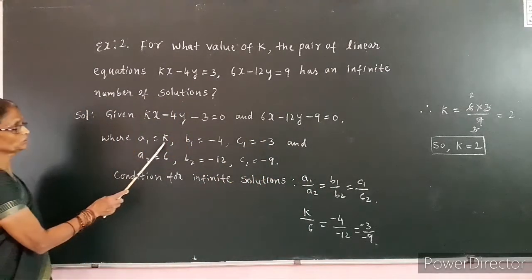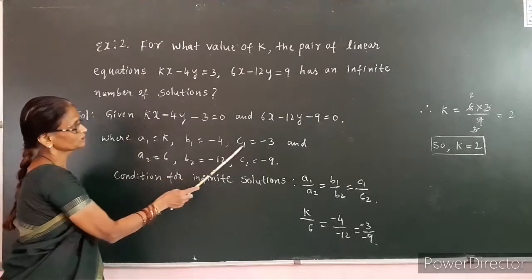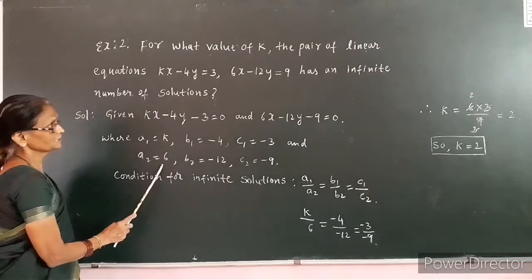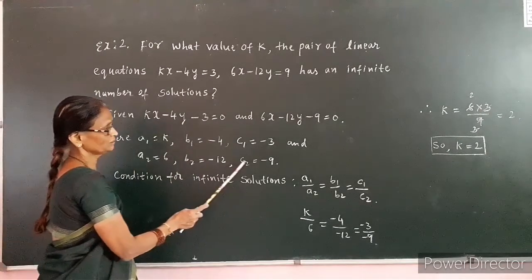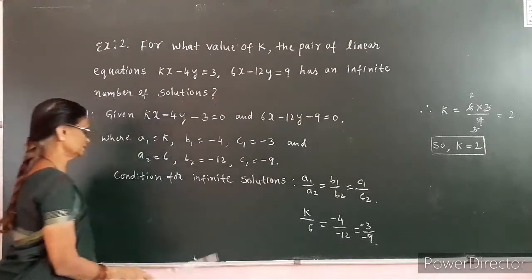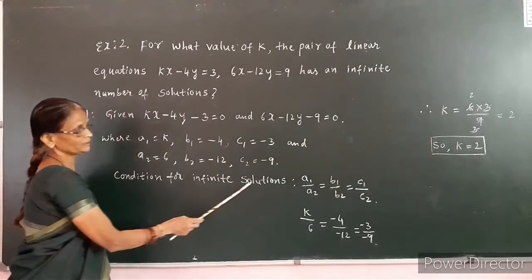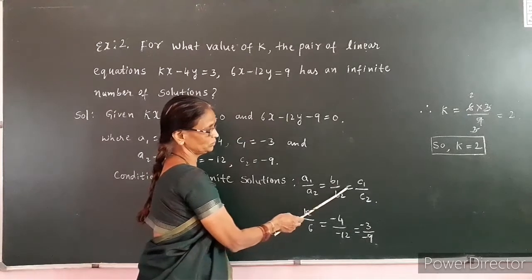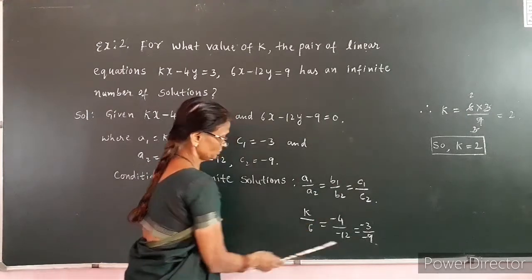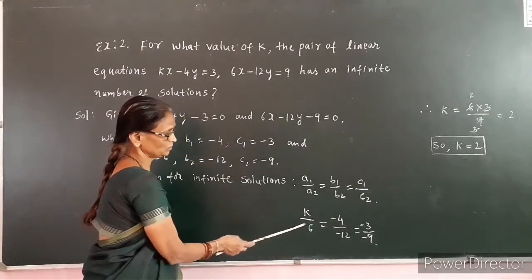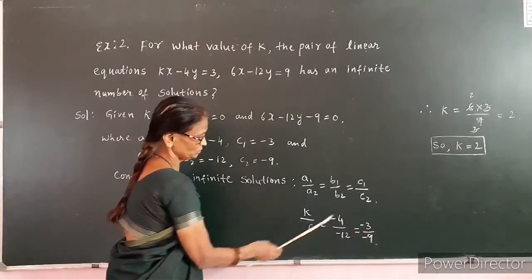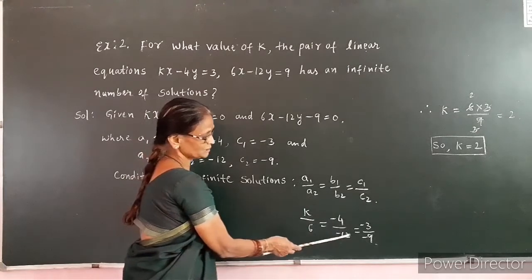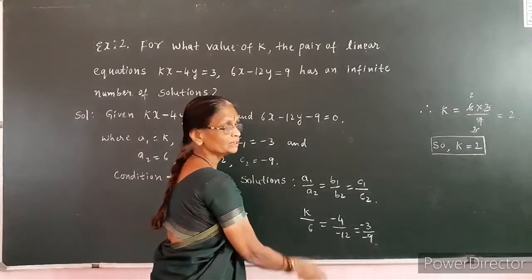Where a1 equal to k, b1 equal to minus 4, c1 equal to minus 3, and a2 equal to 6, b2 equal to minus 12, and c2 equal to minus 9. The condition for infinite solutions is a1 by a2 equal to b1 by b2 equal to c1 by c2. Substitute the values of a1, a2, b1, b2 and c1, c2. That will become k by 6 equal to minus 4 by minus 12 equal to minus 3 by minus 9.